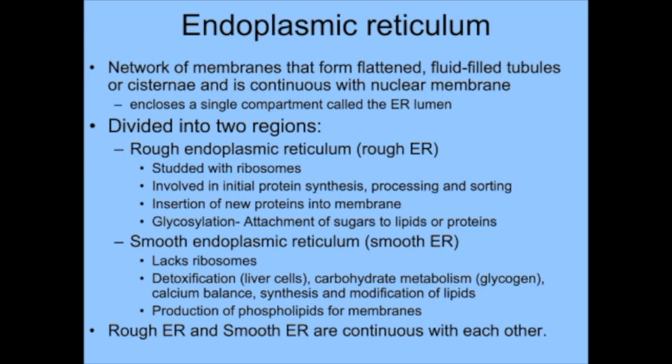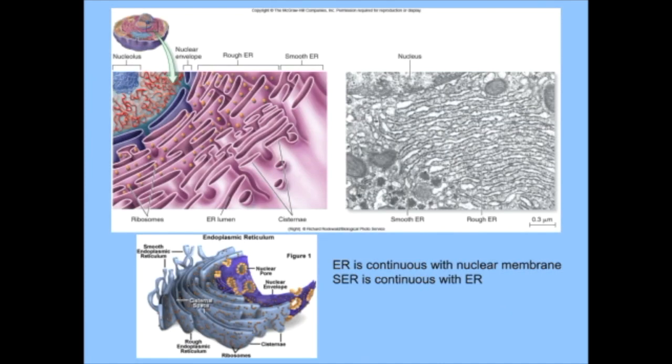The rough endoplasmic reticulum and the smooth endoplasmic reticulum are continuous with each other. So here on the left we have our cartoon drawing, and you can see these yellow dots are the ribosomes all studded within. And you can see in here, this is the lumen. Here's the nuclear envelope, and it's continuous here with the rough ER, and then the rough ER comes out here to the smooth ER. These little guys right here are vesicles. They are coming off of the smooth ER, probably going to the Golgi.